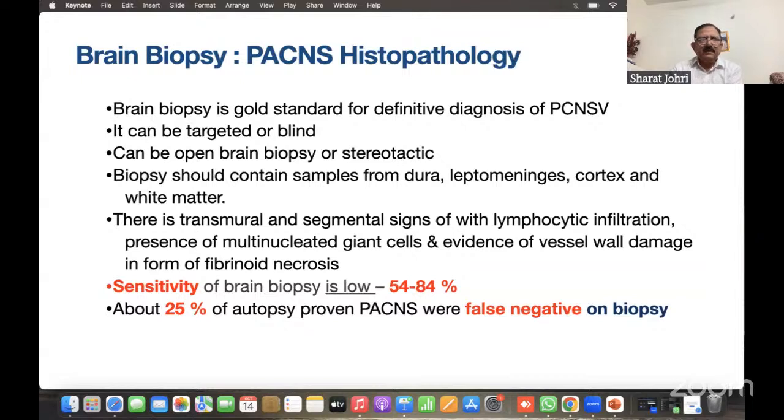What they have found are transmural segmental signs of lymphocytic infiltration and presence of multinucleated giant cells, with evidence of vessel wall damage in the form of fibrinoid necrosis. But the problem is that even with brain biopsy, the sensitivity is low, 54% to 84% at best. And about 25% of autopsy-proven primary CNS vasculitis may be false negative on biopsy. So it is both ways. The sensitivity is low, and even in definitive cases it can be false negative, but it remains the gold standard for definitive diagnosis.